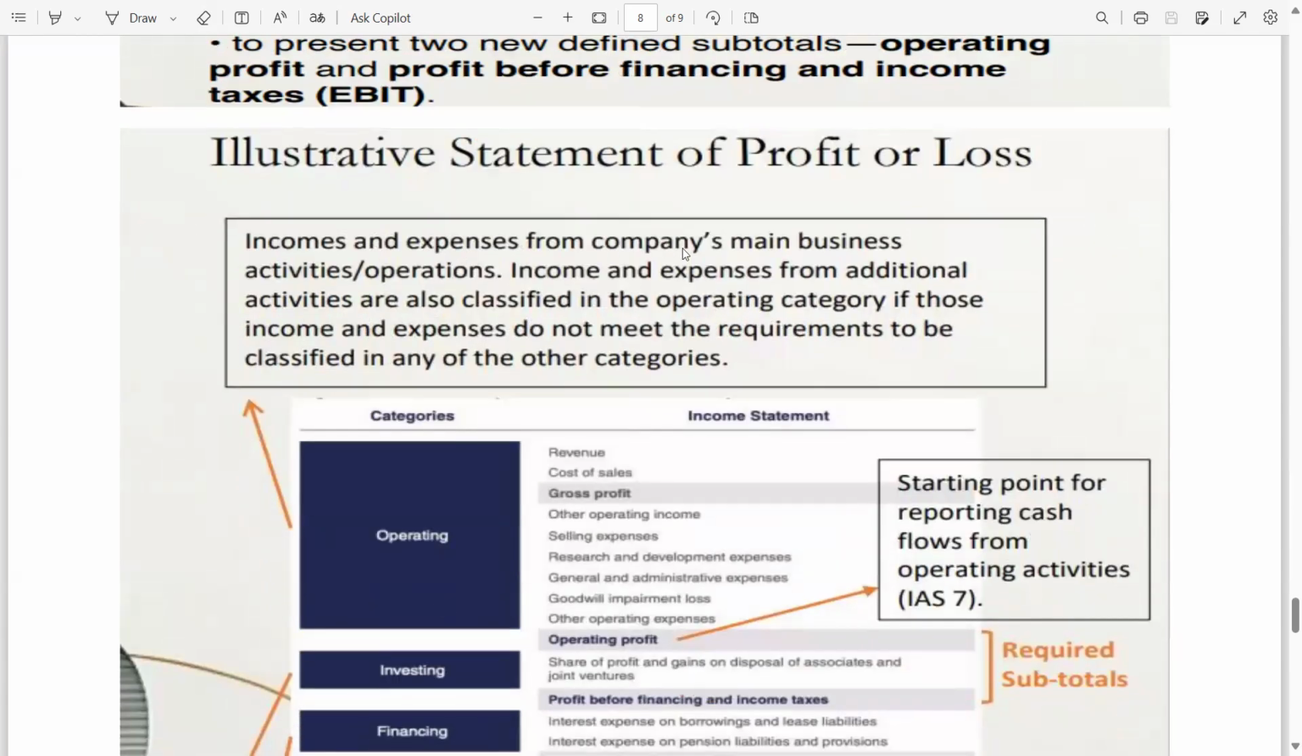Income and expenses from the company's main business activities, operations. Income and expenses from additional activities. Additional means, can anyone tell me please? These are also classified in the operating category if those income and expenses do not meet the requirements to be classified in any of the other categories. It means if there is any income or expense whose category has not yet been defined or identified, then that specific income or expense will also be categorized under the operating activity head.